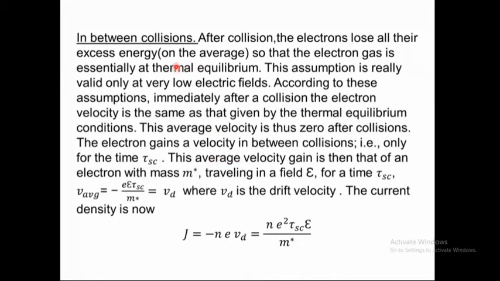Okay, so what's really going on? Let's describe what happens between collisions. After the collision, the electron loses all its excess energy on average, so that the electron gas is essentially at thermal equilibrium. This assumption is valid only at low electric field, and that's the assumption we made according to the Drude approach. Immediately after a collision, the electron velocity is the same as that at thermal equilibrium, so the average velocity is zero after the collision.